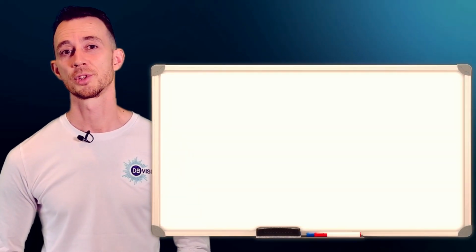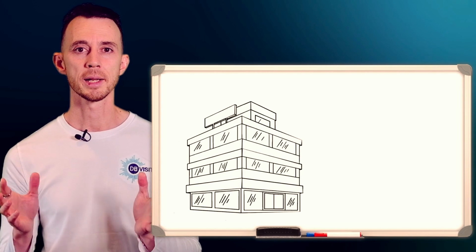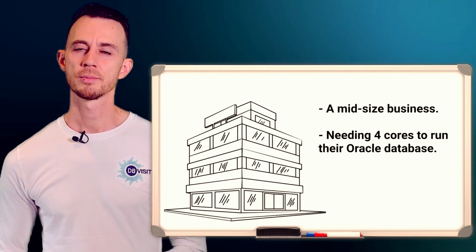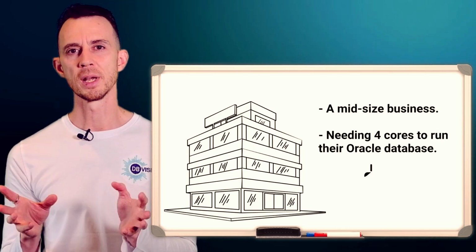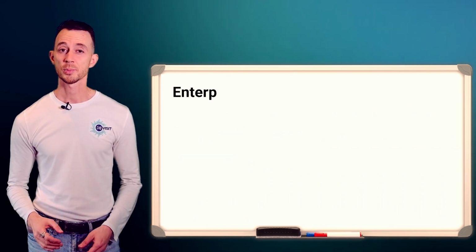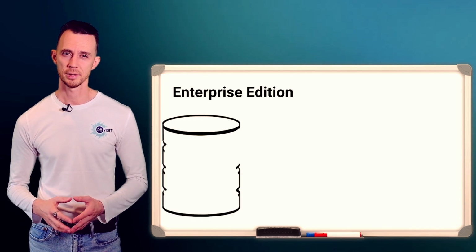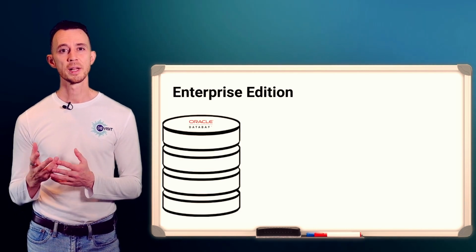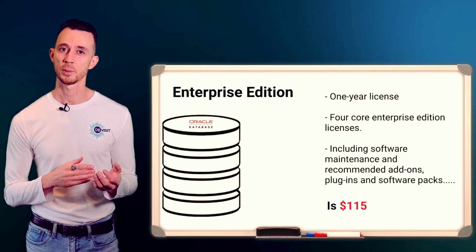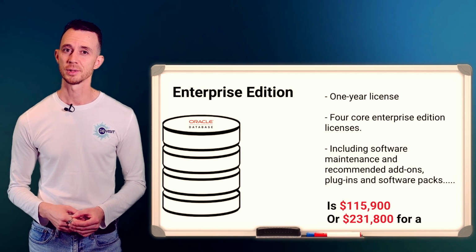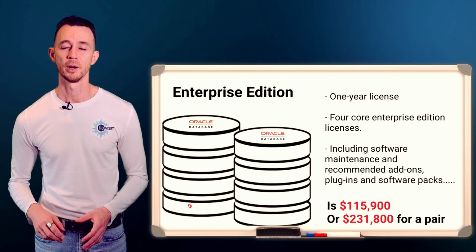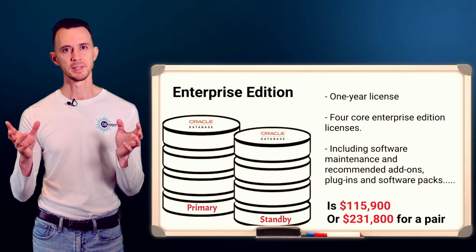So let's start off with just such a basic example. We're going to look at a mid-sized business and assume that they need 4 cores to run their Oracle database. This is a good, reasonable number for a basic workload across a mid-tier organization. The base price for a 4-core Enterprise Edition license, including the software maintenance option for a year, as well as the recommended add-ons, plugins, and software packs, is $115,900, or $231,800 for a pair. A pair, of course, being a primary and a standby database.